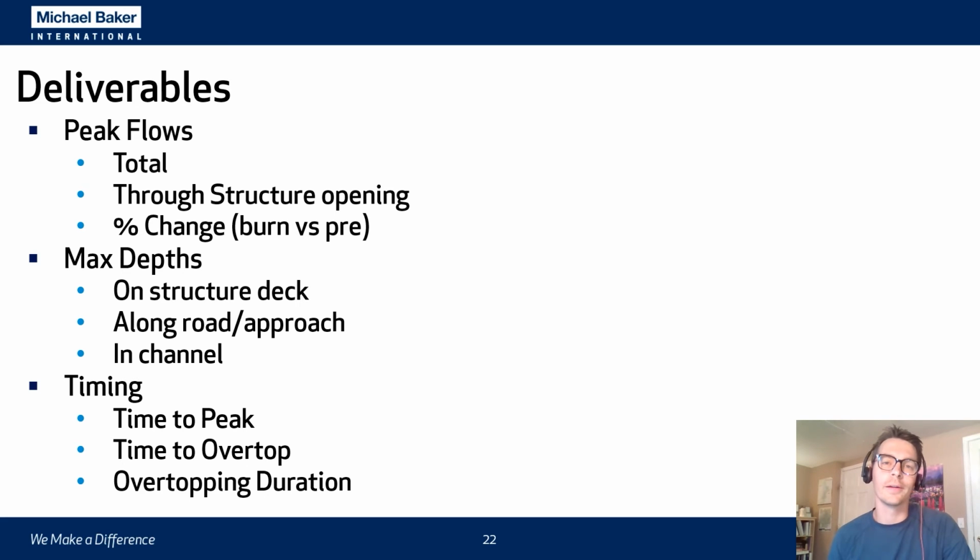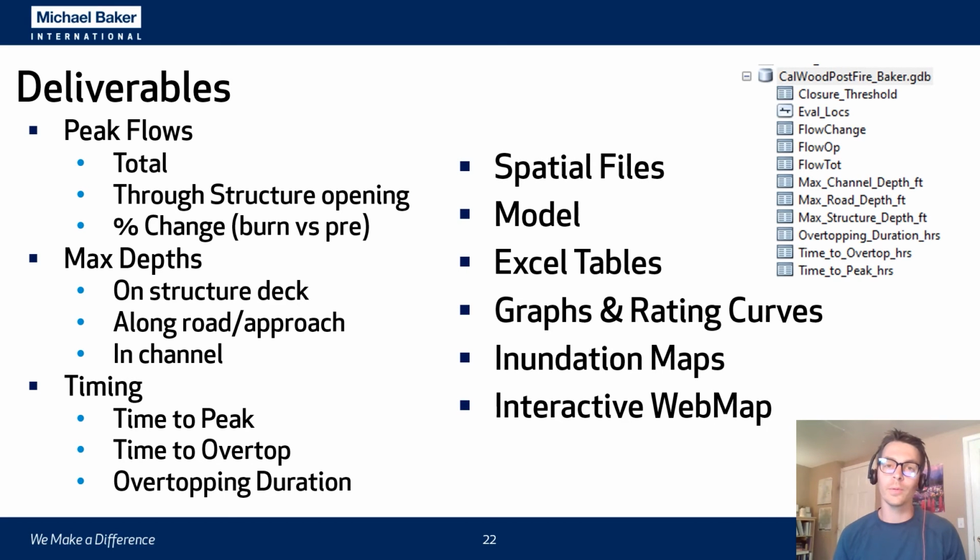And then we provided information on time to peak and time to overtopping, so that the OEM would have an idea of which bridge they would need to close first, and also overtopping duration, so they had a sense of how long it would need to be shut down for. In terms of data format, we provided spatial files, the model, some Excel tables, which I'll briefly show later, graphs, and curves. We can use this to provide inundation maps, again in RASmapper. And this was all used with Boulder County in-house to create an interactive web map.